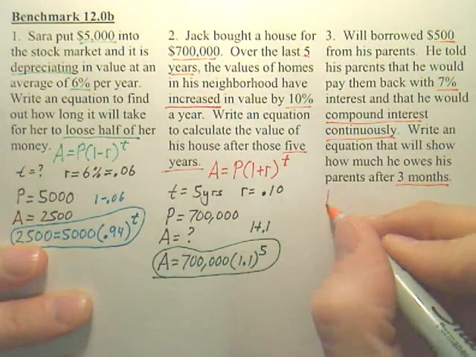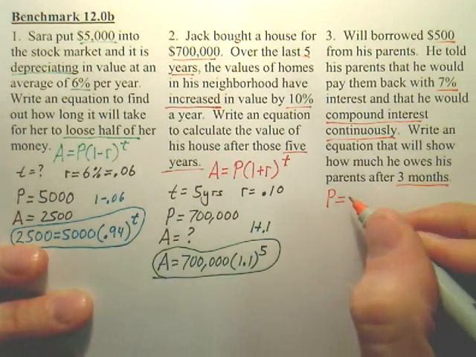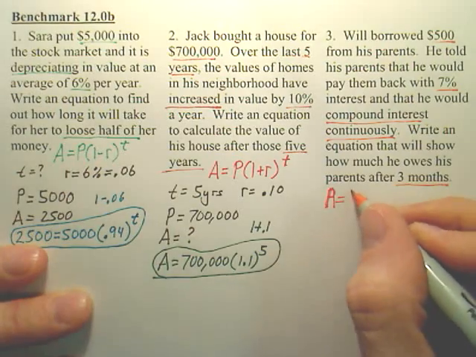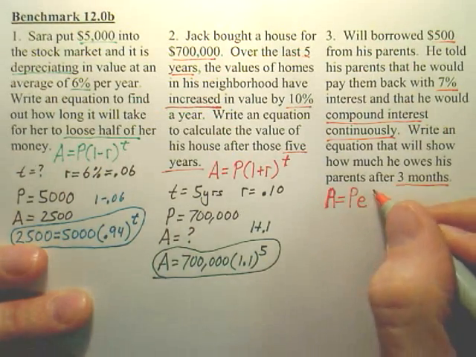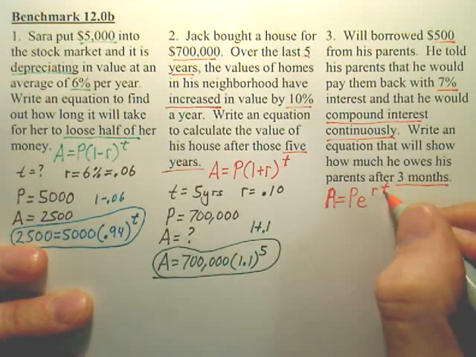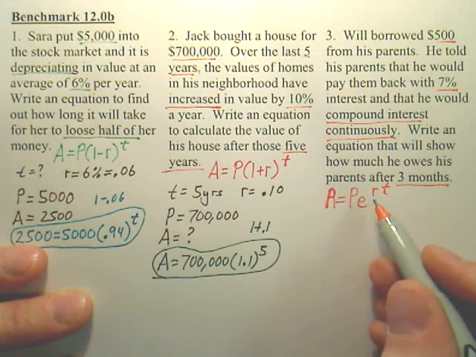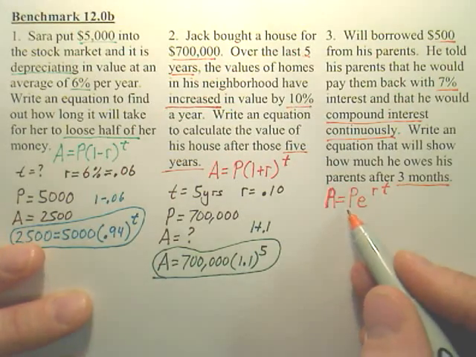So, if we're compounding continuously, here's the formula. I wrote that wrong. A equals P e to the rt. Now, rt is a power. e is a number. It's 2.71. You haven't learned that yet. P is still your principal.